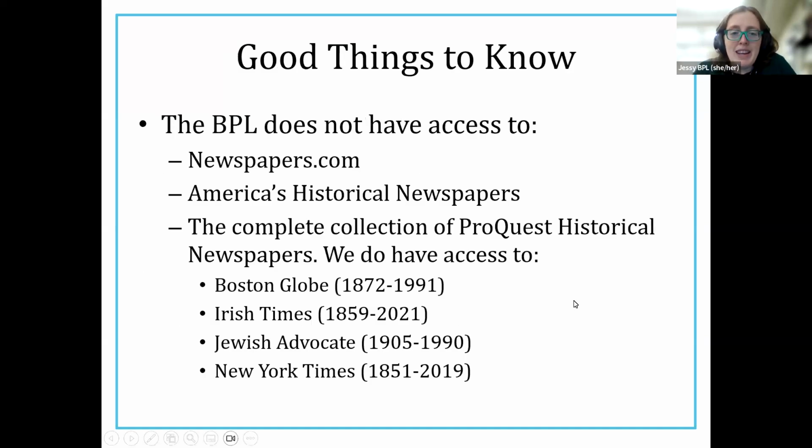So right off the bat here, the BPL does not have newspapers.com. That is one of the most popular ones now. It gets very confusing because it is connected to ancestry.com, which we do have, but we do not have newspapers.com. That's on a higher tier of subscription that we do not have, unfortunately. The other one we don't have is America's Historical Newspapers. We did used to have that, but the vendor decided to no longer work with us, so we no longer have it.